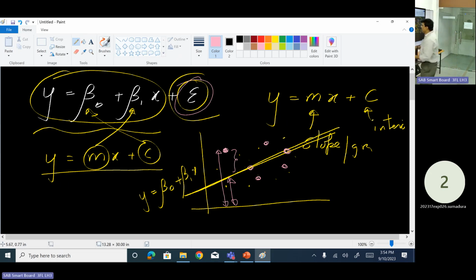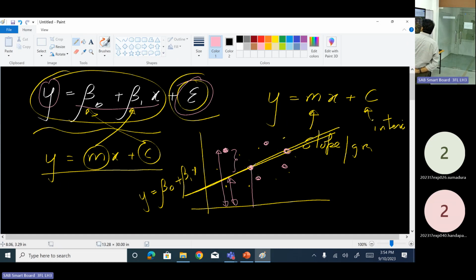Now if this point is on the line, the actual y value is this, and the model value is also the same. So the actual y value and the model value are the same. In that case, the error term is 0. No error. If the point is above the line, the error is positive because you have to add some part to come to the actual point.